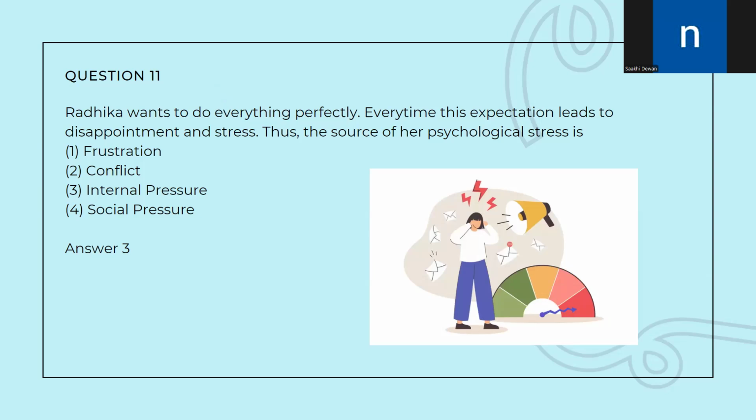So whenever the person is setting standards up for themselves, whenever they wish to do everything perfectly, then that is something that is called internal pressure. The pressure that we put upon ourselves is known as internal pressure. Radhika has set the bar for herself. She wants to do everything perfectly. So that is called internal pressure.